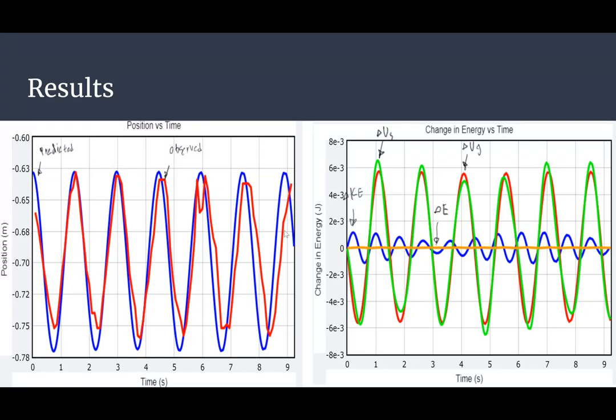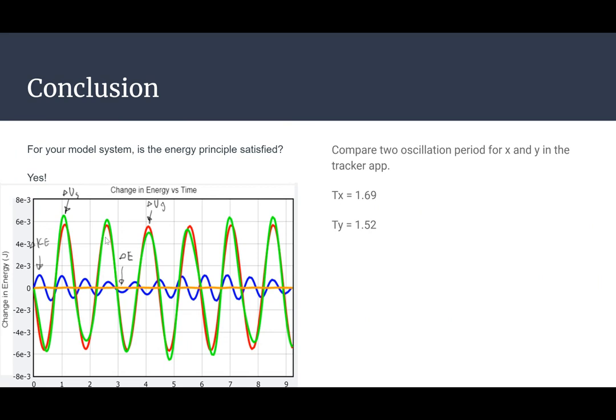And the graph on the right, the change in energy versus time, I've labeled each energy. The blue one is the change in kinetic energy, the green one is the change in spring potential energy, the red one is the change in gravitational potential energy, and the yellow one is the change in energy, which is equal to 0. And the conclusion: I have to answer 2 questions for your model system.